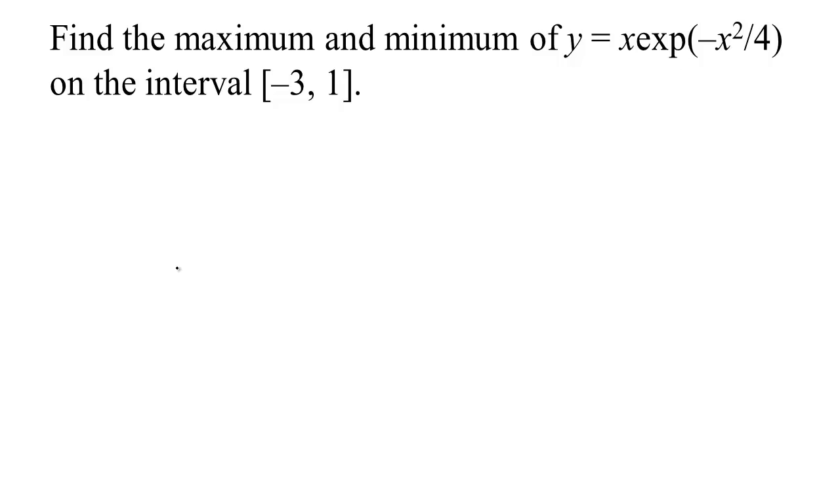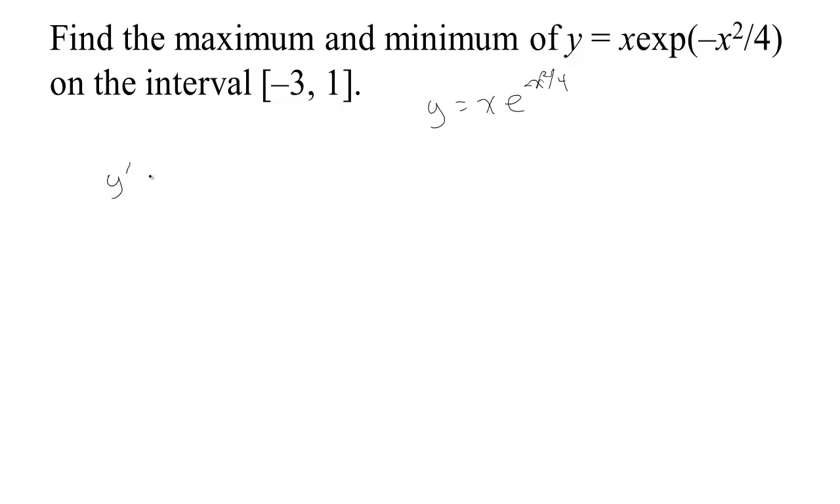Okay, let's find the maximum and minimum of this function. When we write this exp, what I mean is that y is x times e to the negative x squared over 4. Well, it's a continuous function on a closed finite interval, so all we need to do is find the critical points and evaluate the function at all the critical points and endpoints.